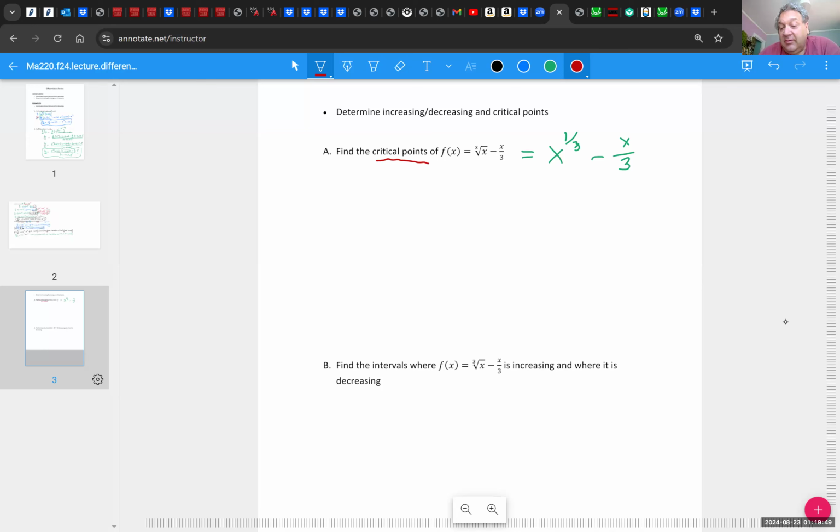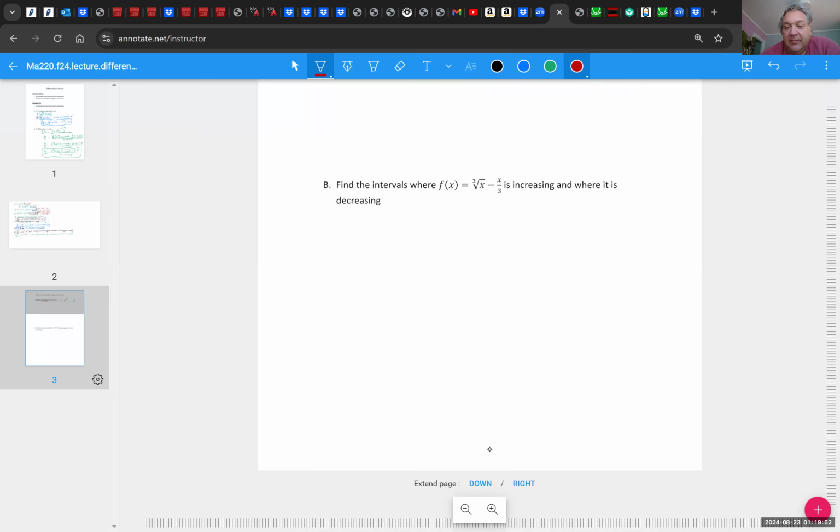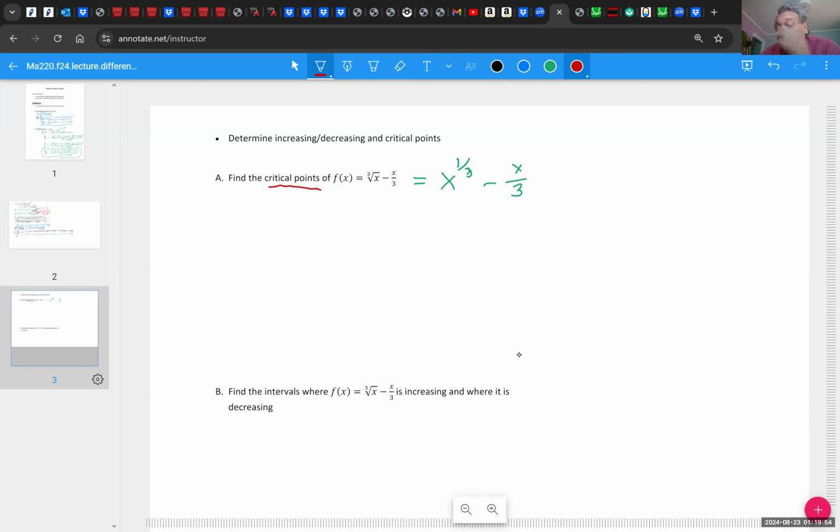Critical points sound important. They sound critical. So what is a critical point? Well, the function does interesting things at critical points. And a critical point can be found when the derivative is equal to 0 or the derivative is undefined. So we need to check 2 possibilities: when the derivative is undefined and when the derivative is 0, and those are called our critical points.